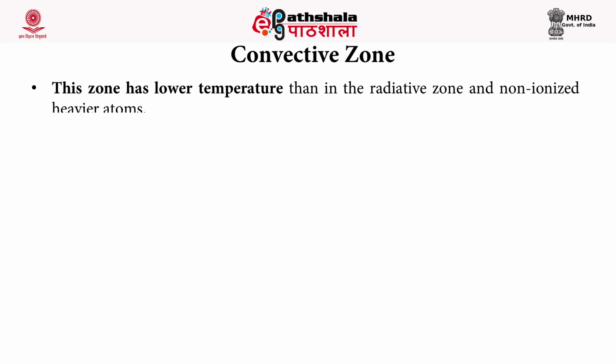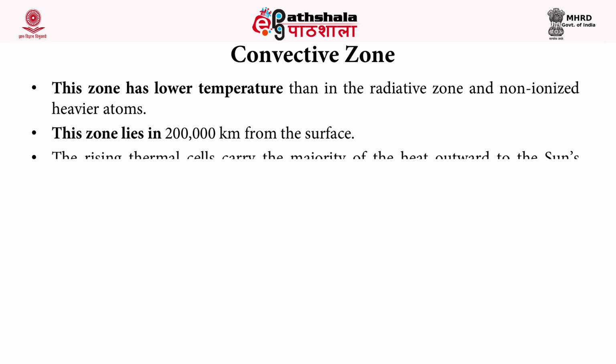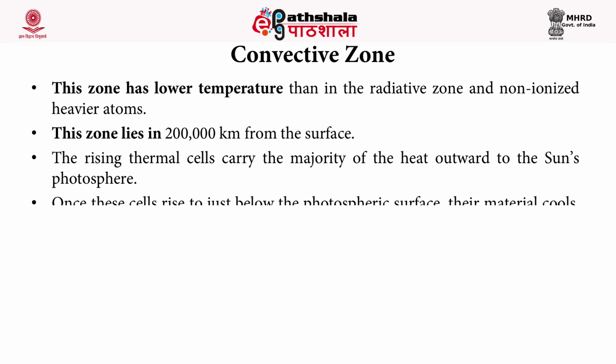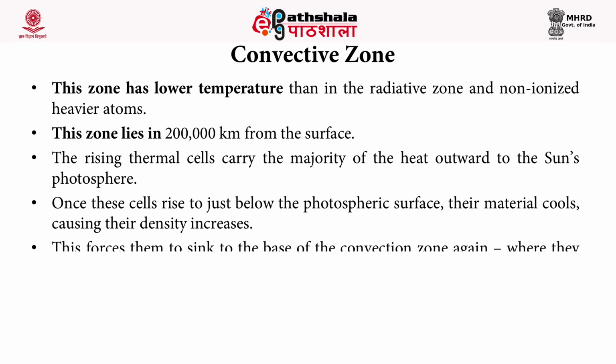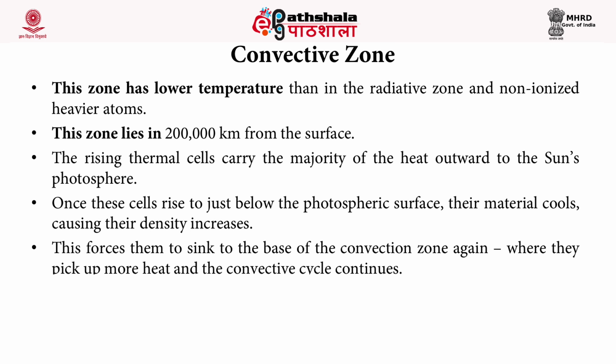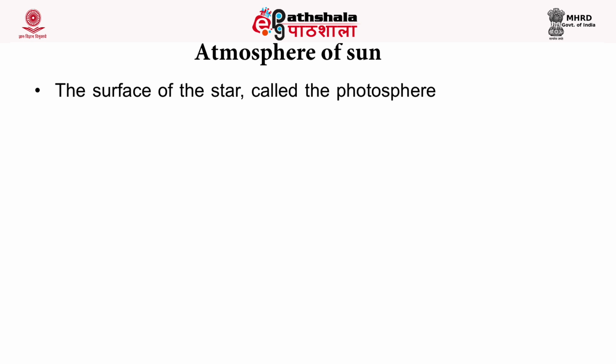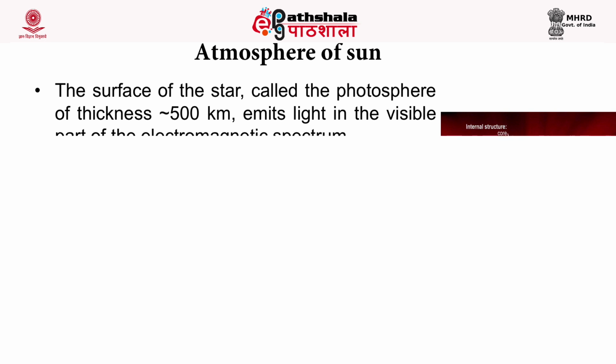It has a lower temperature than the other zones and non-ionized heavier atoms are present. This zone lies in 2 lakh kilometer from the surface. The rising thermal cells carry the majority of the heat outward to the sun's photosphere. Once these cells rise to just below the photospheric surface, their material cools, causing their density to increase. This forces them to sink to the base of the convection zone again, where they pick up more heat and the convective cycle continues.